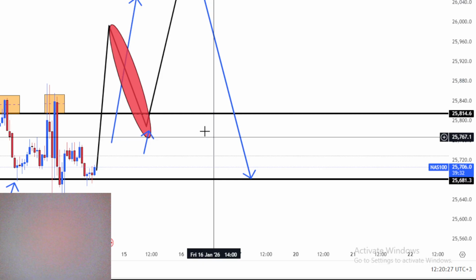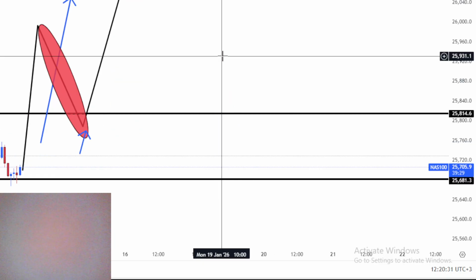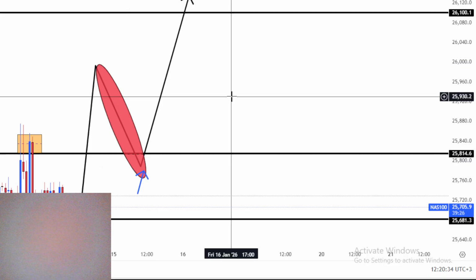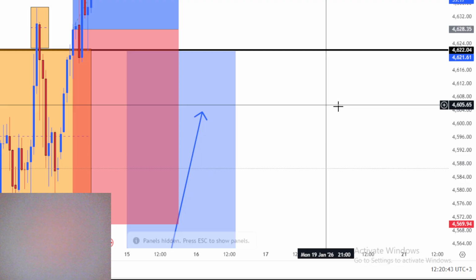So corrections are extremely important. It's just that it's a very small topic because it's just the counter trend. It's a counter trend market movement. So I'm going to show you a real correction in XAU USD. Let me show you.